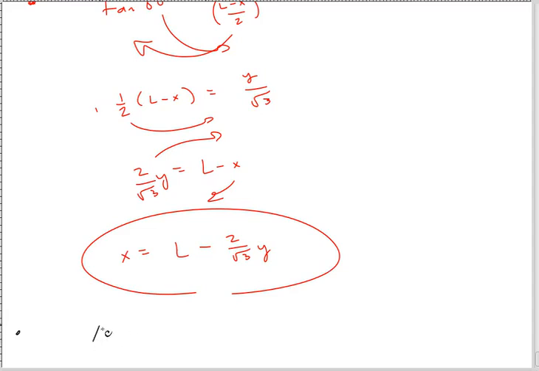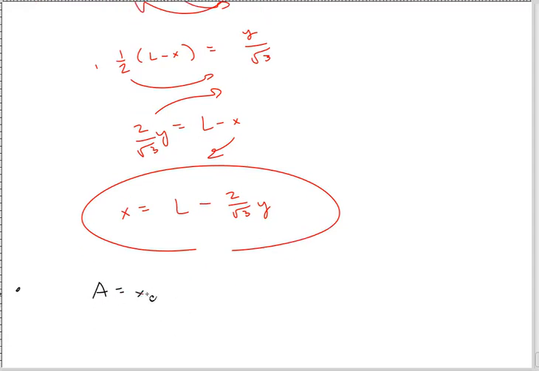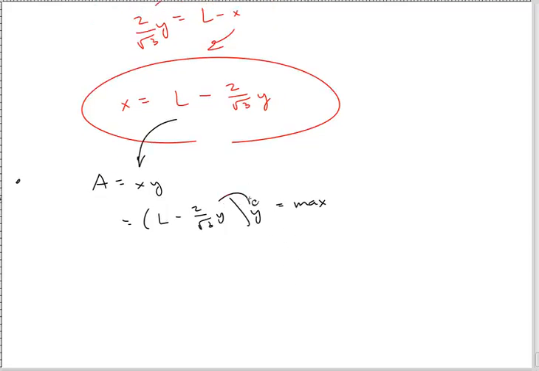Now, remember that my area is X times Y. And so I can plug that in right here. So L minus 2 square root 3Y, all times Y, again, is my maximum. And then I want to take a derivative here in a second. So I got Ly minus 2 square root 3, y squared. And this is still a maximum. This is still my area.